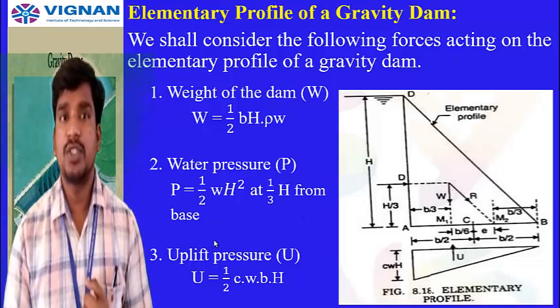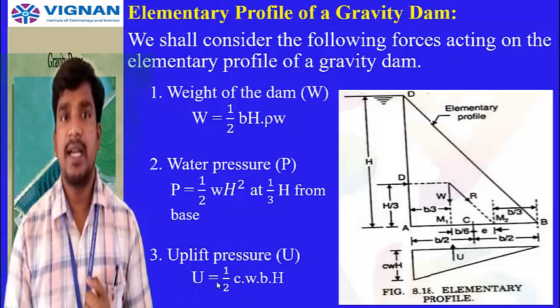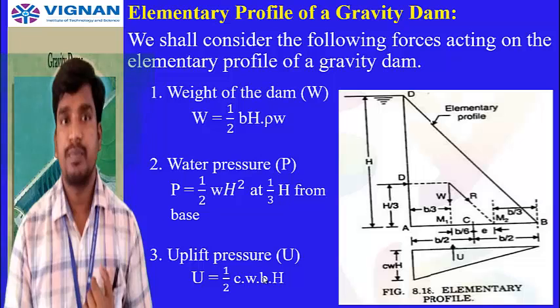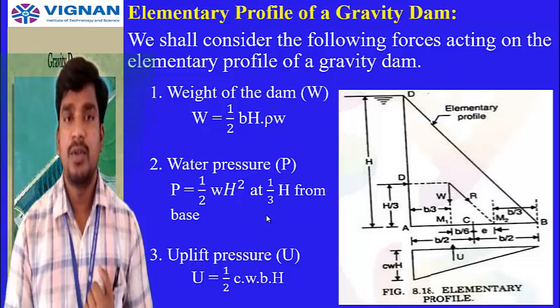Next, uplift pressure. This uplift pressure is indicated with U, and is calculated as half into C into W into B into H, where the weight, width, as well as the height of the dam are considered. These are the three elemental forces considered if we consider the elementary profile of a gravity dam, which is a right angle triangle.